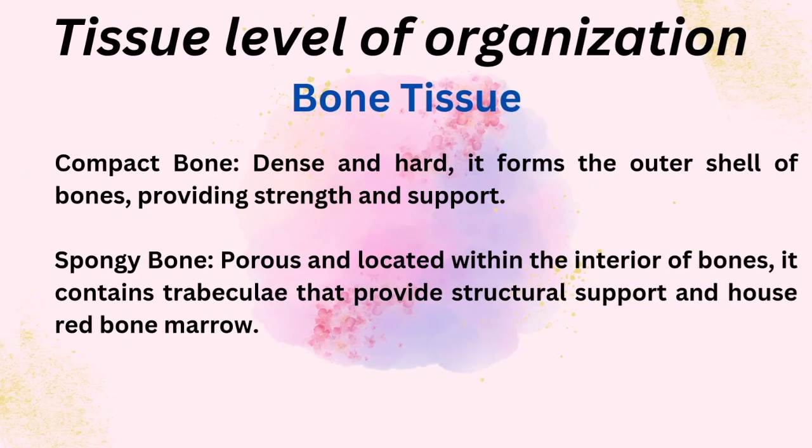Fourth is bone tissue, and its parts are compact bone, dense and hard. It forms the outer shell of bones, providing strength and support. Spongy bone, porous and located within the interior of bones. It contains trabeculae that provide structural support and house red bone marrow.